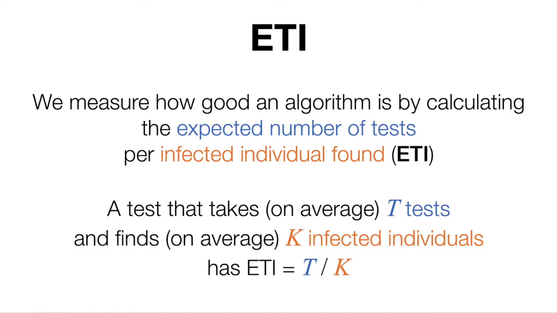So just to belabor the point slightly, a test that takes on average t tests and finds on average k infected individuals has an ETI of t over k. That's the number of tests divided by number of infected individuals found.